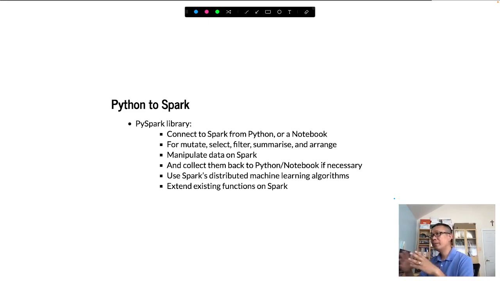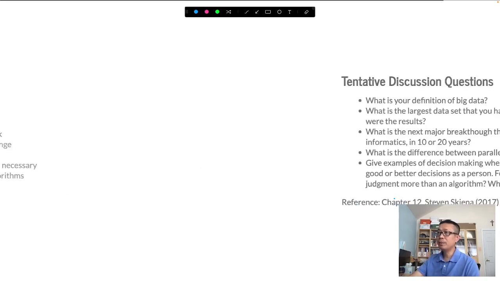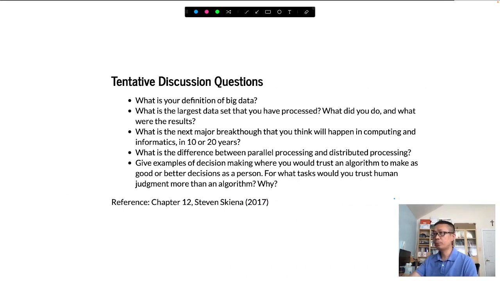You can manipulate data on Spark. You can collect them back to the notebook to report back to the stakeholders if you want. You can use Spark's distributed machine learning algorithms to perform certain analytics. You can also extend existing functions on Spark by implementing your own methods and plug into the Spark ecosystem. So these are some of the things that you may be able to do with Spark.